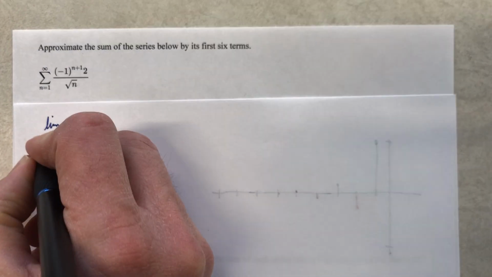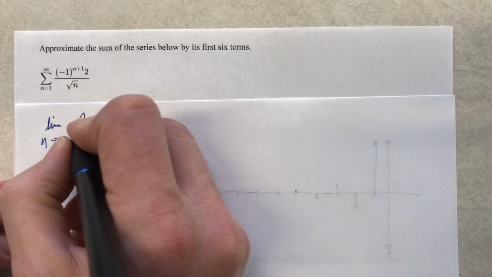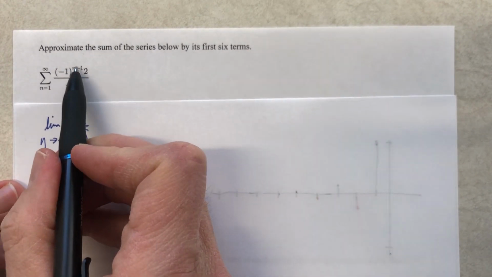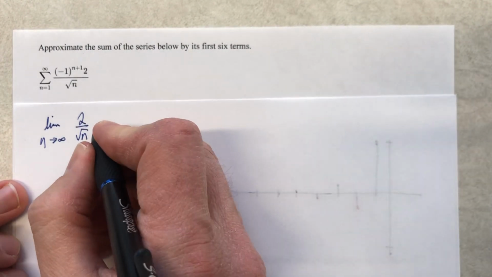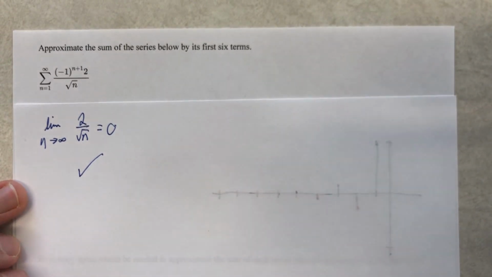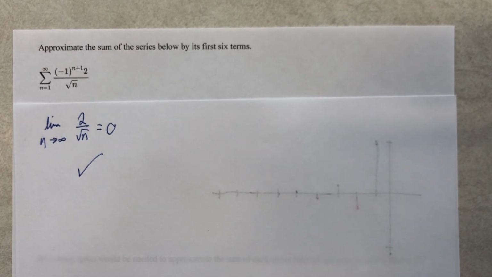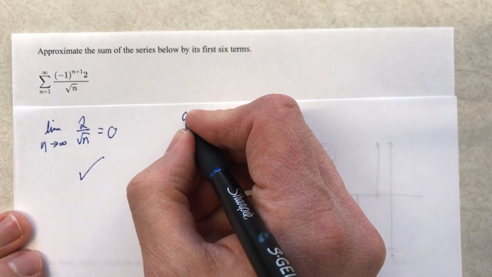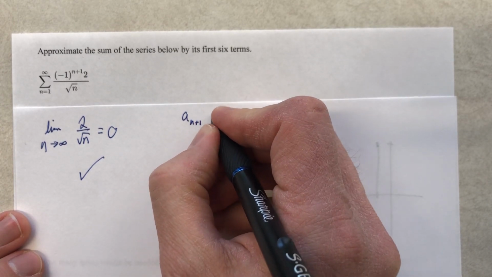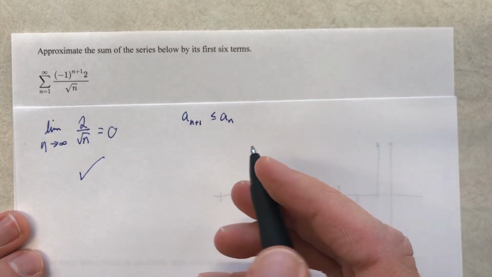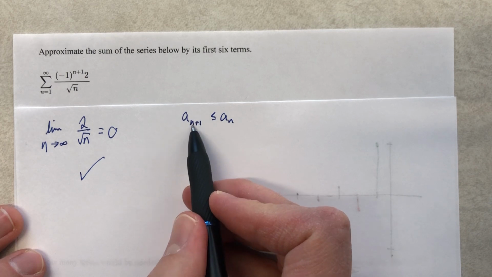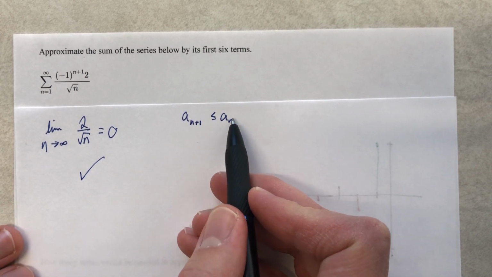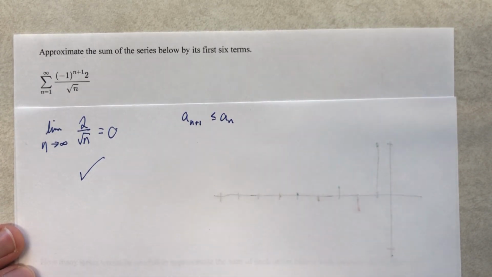a two-parter. The limit as n approaches infinity of the positive aspect of this, taking out the toggle factor, I call it, and this should equal 0. Check. Mission accomplished on part 1. And then we also need to confirm that this is true. That basically means that the next term is always less than or equal to the current term. It needs to consistently happen that way.